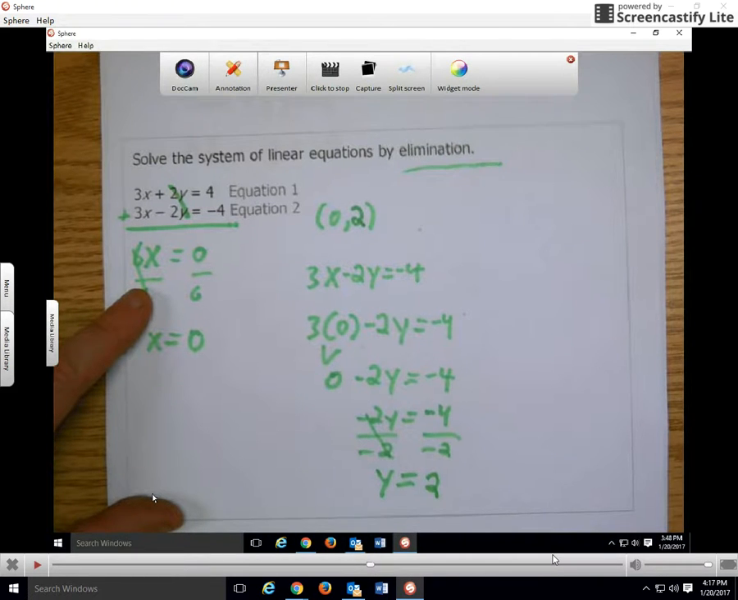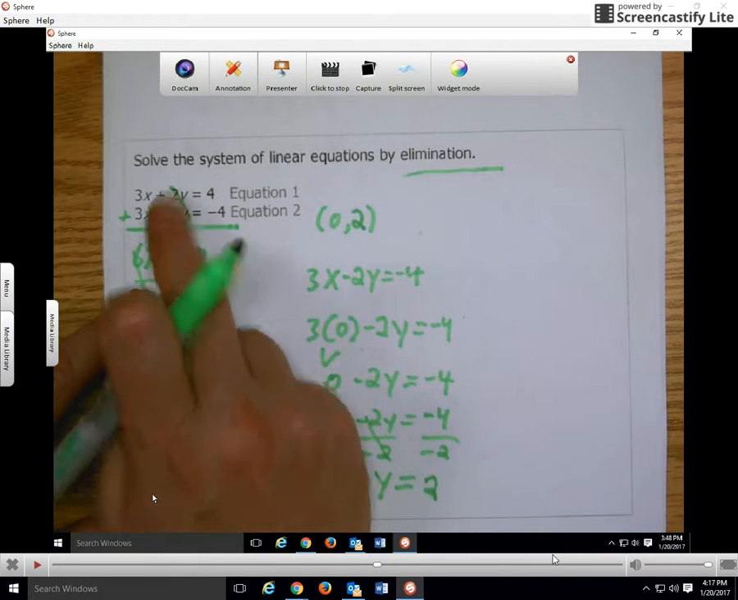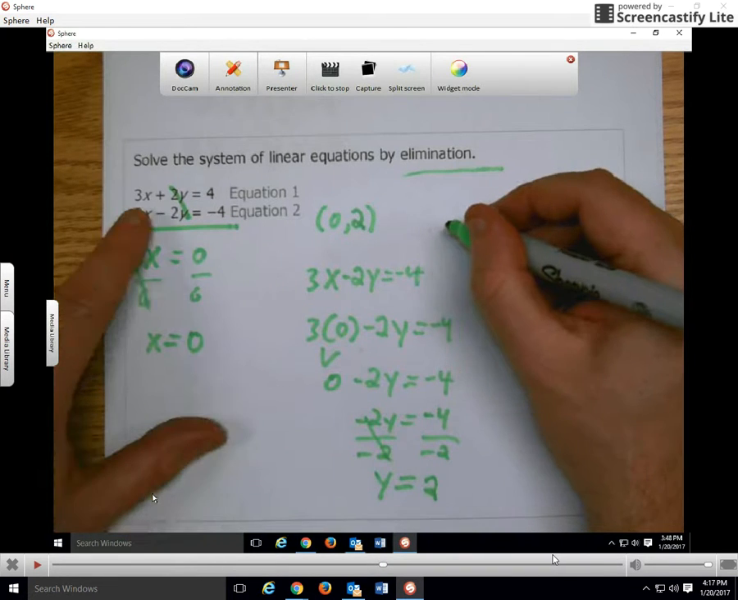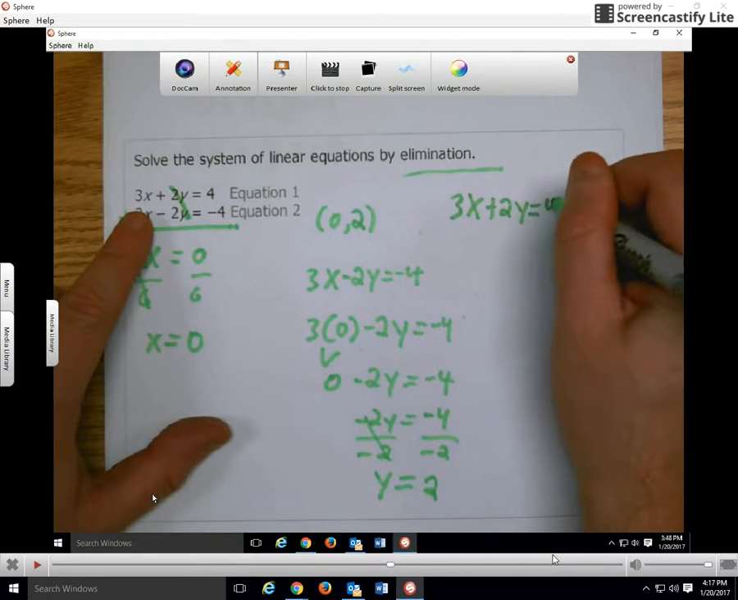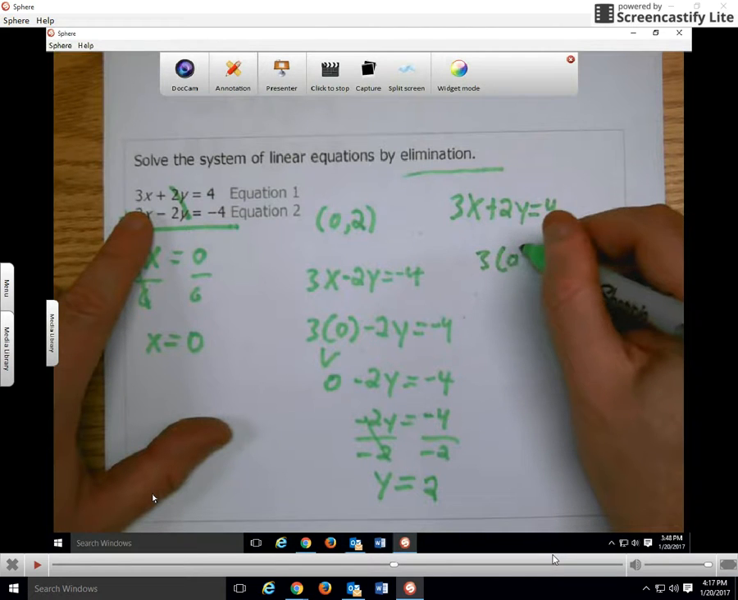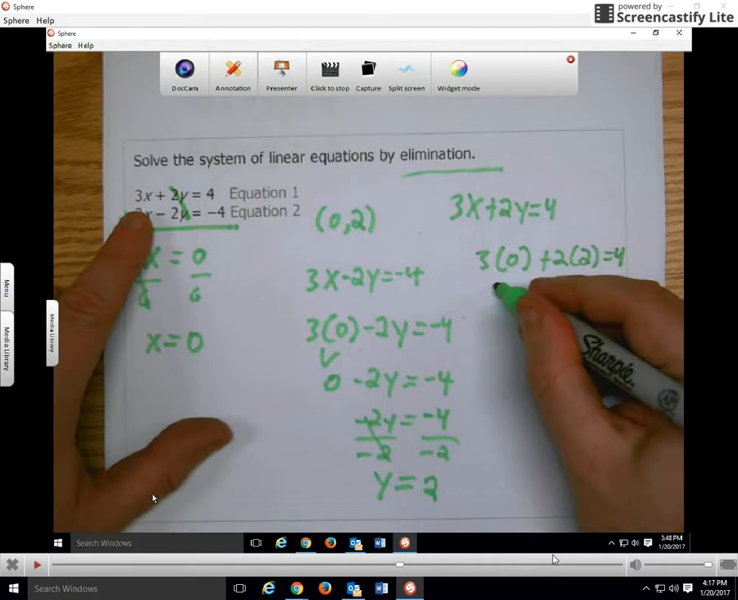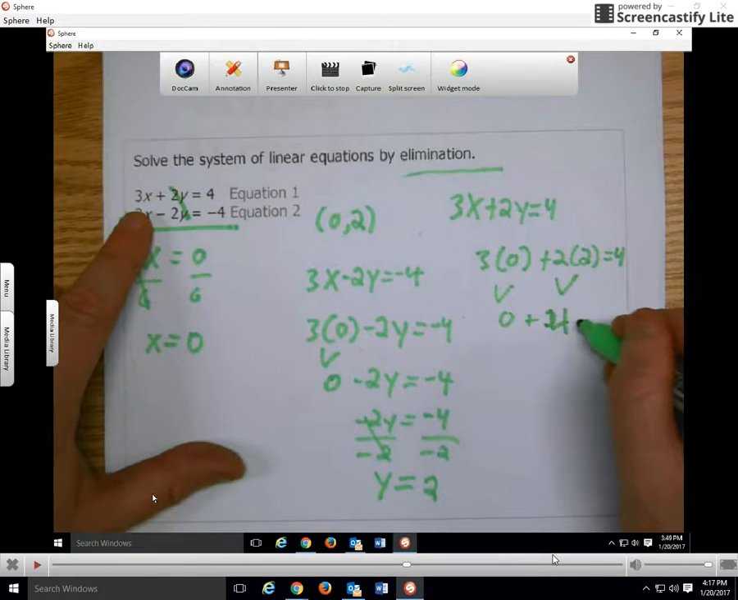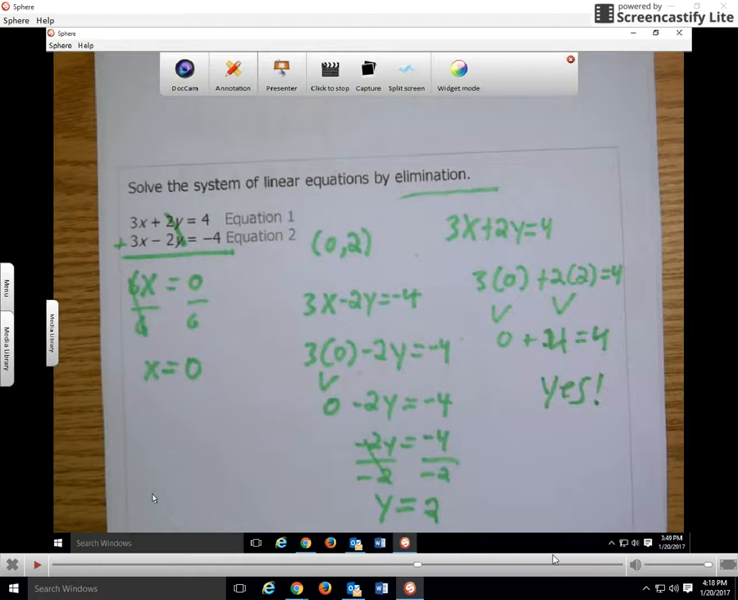Now, you can always check your work by substituting this ordered pair back into either one of these equations. Since I chose the bottom one, I will choose the top one. It doesn't matter. So 3x plus 2y equals 4. 3 times x, which is 0, plus 2 times y, which is 2, equals 4. 3 times 0 is 0, plus 2 times 2 is 4. Bring down the 4. Does 4 equal 4? Yes, it does. It's true. We did it right. Yay. All right, so that's the first example of doing it by elimination.